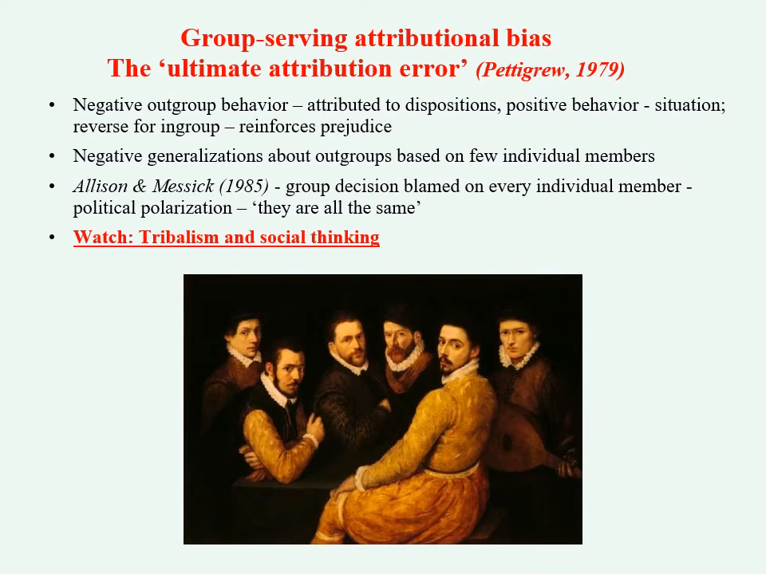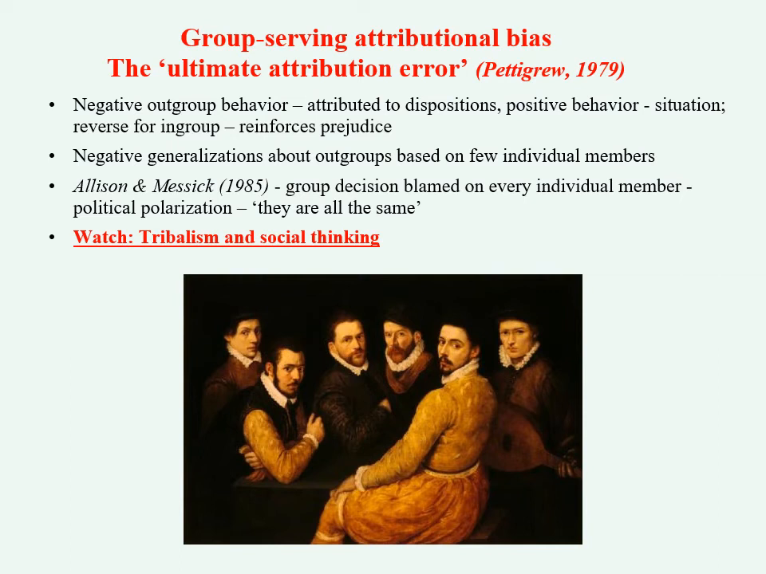A good example of the ultimate attribution error is that when you perceive some negative behavior in an outgroup or an outgroup member, there is a tendency to attribute that to dispositions, the internal personality and characteristics of that group, and positive behaviors we tend to attribute to temporary external forces. In other words, we devalue outgroups by giving internal attributions for undesirable behaviors and external attributions for desirable behaviors.